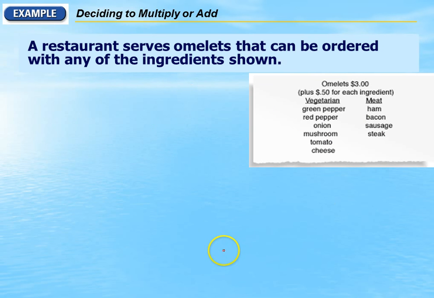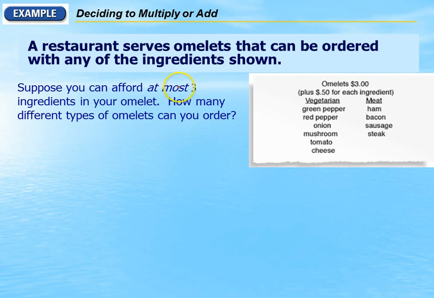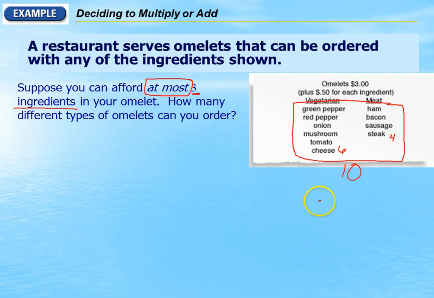Okay, same omelets, different question. Suppose you can afford at most 3 ingredients. Does it specify vegetarian or meat? No. At most 3 ingredients. How many different types of omelets can you order? So it says ingredients, so it doesn't specify. So my ingredients is the whole thing. So if we said there were 6 vegetarian and 4 meat, how many ingredients? There are 10 ingredients that I can choose from.